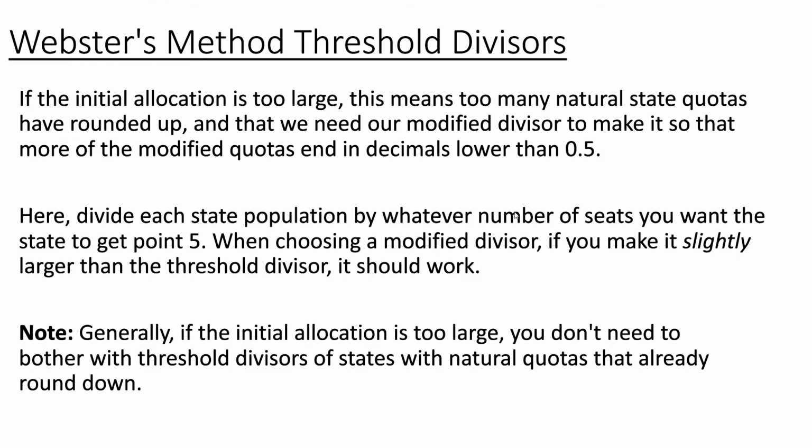Now we're going to talk about how to find the threshold divisors for Webster's method in the case where the initial allocation is too large. And this one's a little bit more confusing. If the initial allocation is too large, this means too many natural state quotas have rounded up and that we need our modified divisor to make it so that more of the modified quotas end in decimals lower than 0.5. Here, divide each state population by whatever number of seats you want the state to get.5. When choosing a modified divisor, if you make it slightly larger than the threshold divisor, it should work. Note, generally, if the initial allocation is too large, you don't need to bother with threshold divisors of states with natural quotas that already round down.